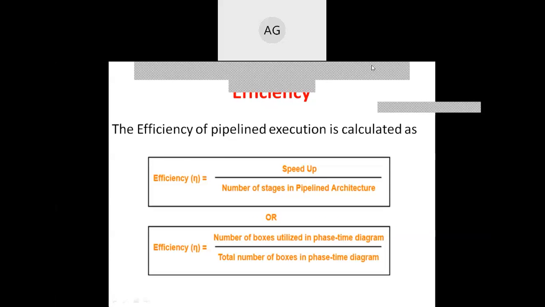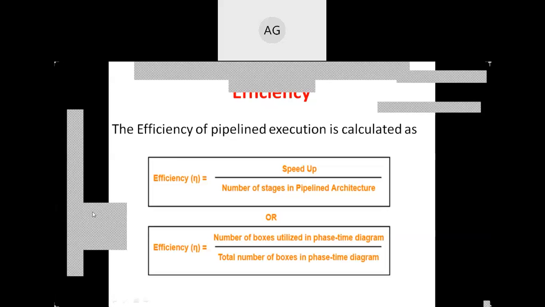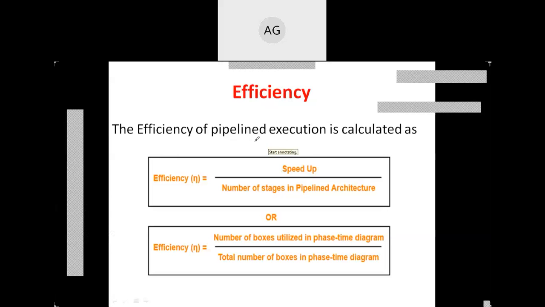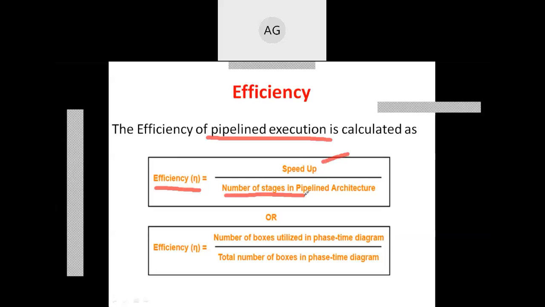Now comes the formula for efficiency. The efficiency of pipelined execution is denoted by eta. In order to calculate the efficiency using this formula, you need to first calculate the speed up. Efficiency is equal to speed up divided by the number of stages in the pipelined architecture.